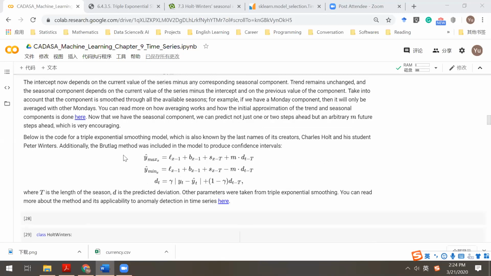And here we give the confidence interval, and this one is the prediction deviation, and this deviation is also defined in an exponential way. So later we will see why the prediction deviation in this method is good.